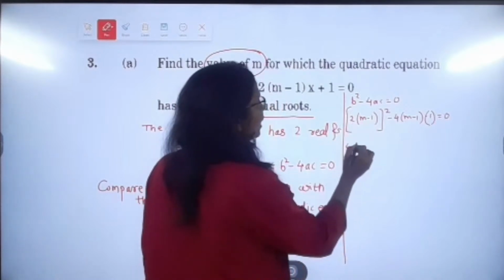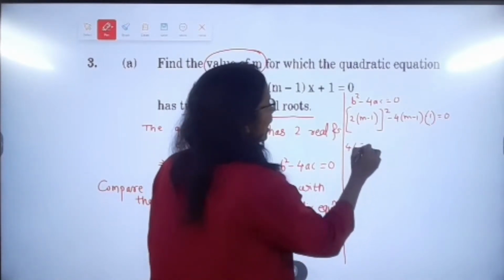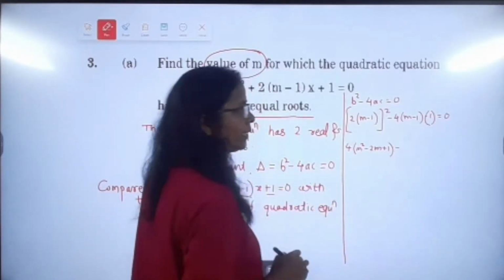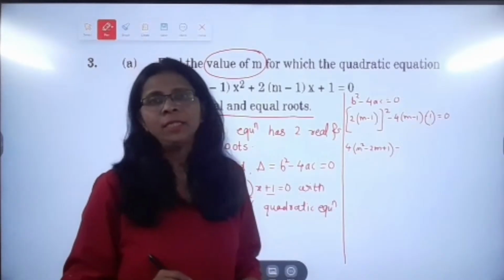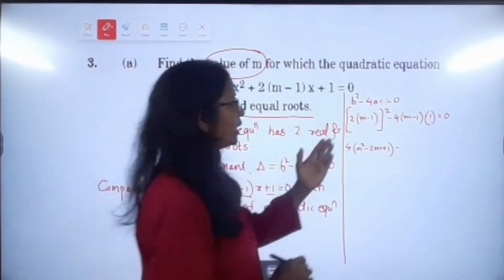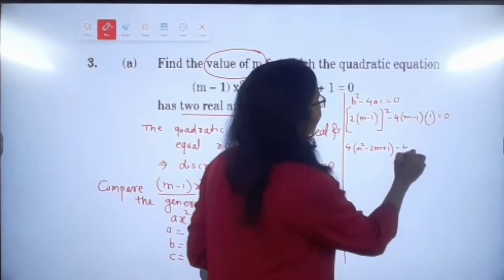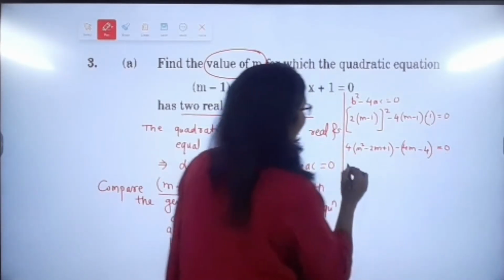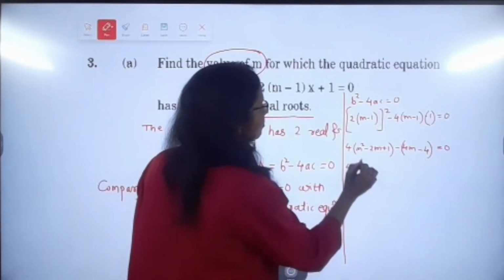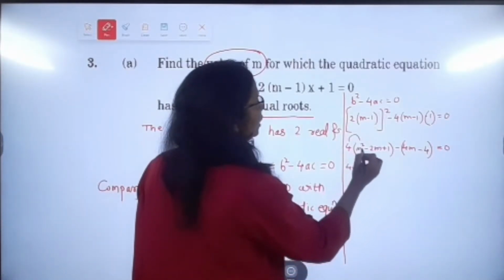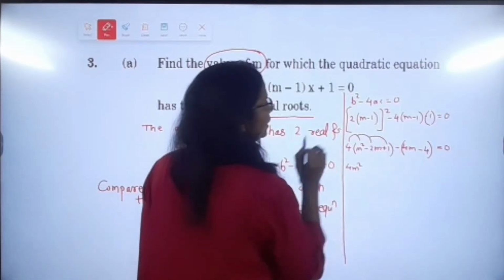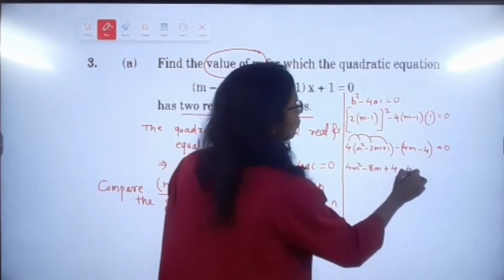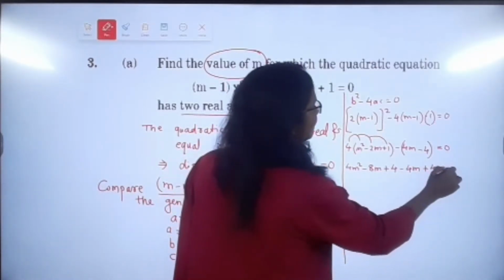Square of 2 is 4, and square of m minus 1 is m square minus 2m plus 1. Then minus, and first multiply the m minus 1 by 4, so 4m minus 4, is equal to 0. I multiply 4 with each and every term in the bracket. So 4m square minus 8m plus 4 minus 4m plus 4 is equal to 0.